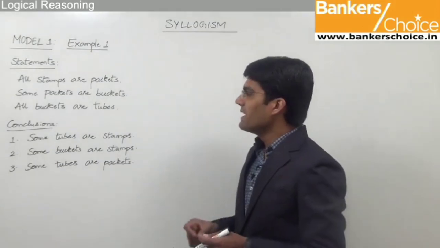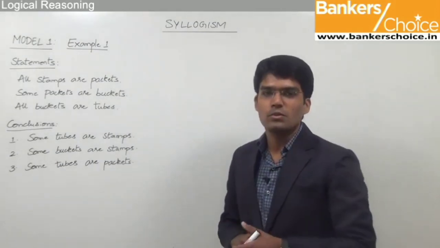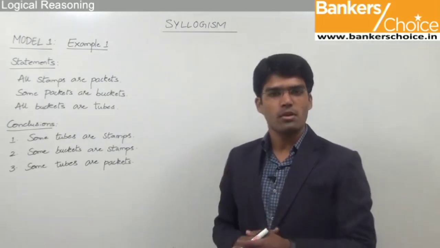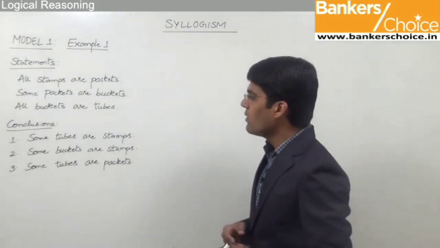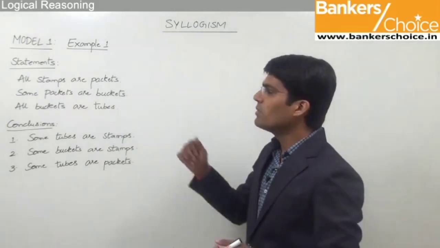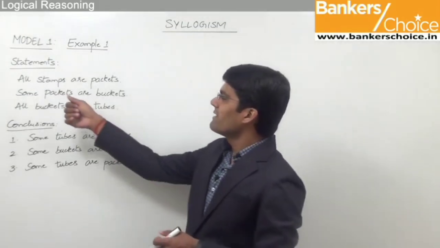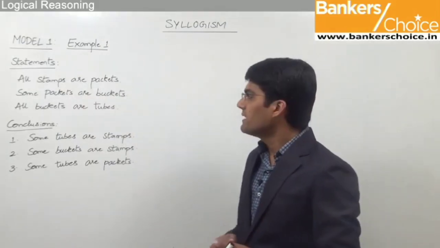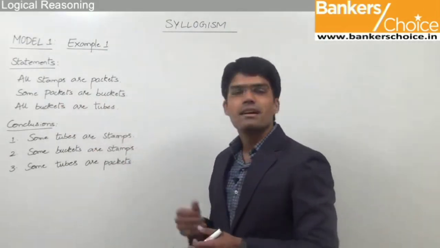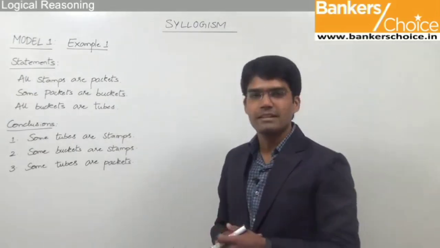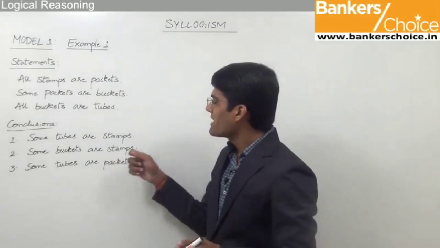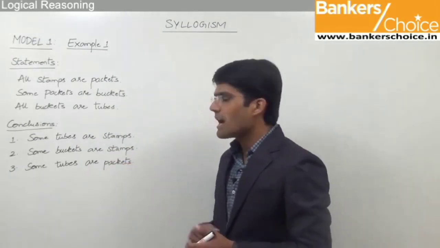As you can see here, there is a set of statements and a set of conclusions. So assuming that the given statements are true, even if they vary from the commonly known facts, we need to find out which of these conclusions follow the given statements. So let us first have a look at these statements. The first statement here is all stamps are packets. The next one is some packets are buckets, and the third one is all buckets are tubes. So here we have got three statements. And the three conclusions are some tubes are stamps, some buckets are stamps, and some tubes are packets.